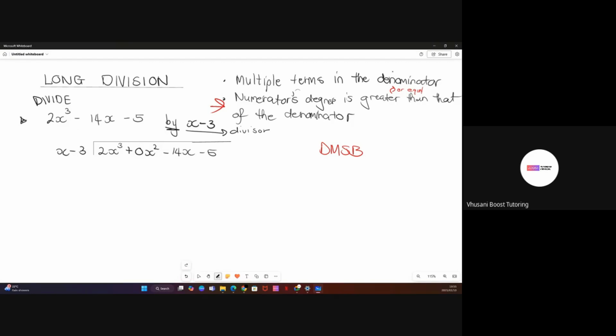if you have a missing term or degree over there. Are you guys okay with why we put the 0x squared before I do the whole thing and then someone asks a question?